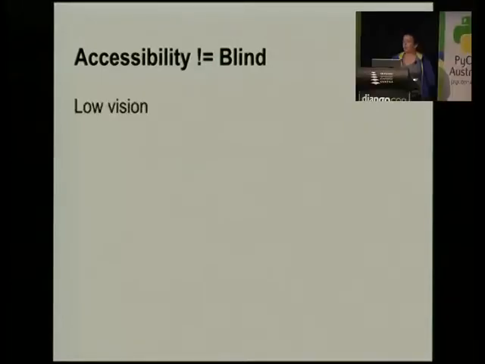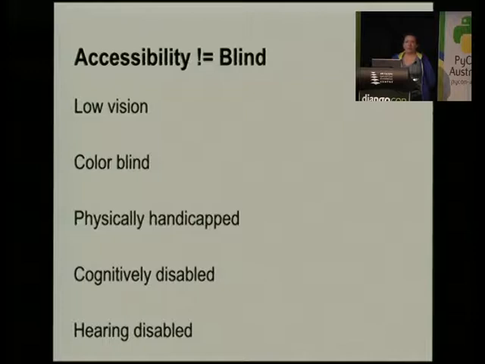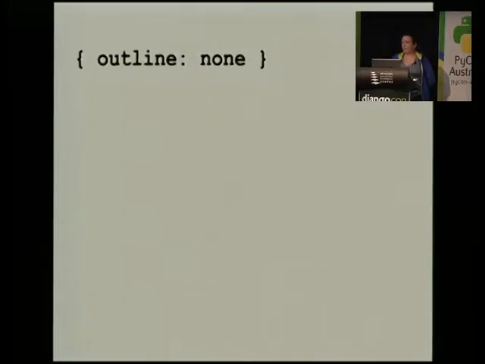First of all, stop thinking that accessibility is just about blind people. It includes them, but it also includes people who have low vision, so they do not have 20/20 vision no matter what you do, people who are colorblind, the physically handicapped, the cognitively disabled, and the hearing disabled, including the deaf, but also including people who have hearing loss.